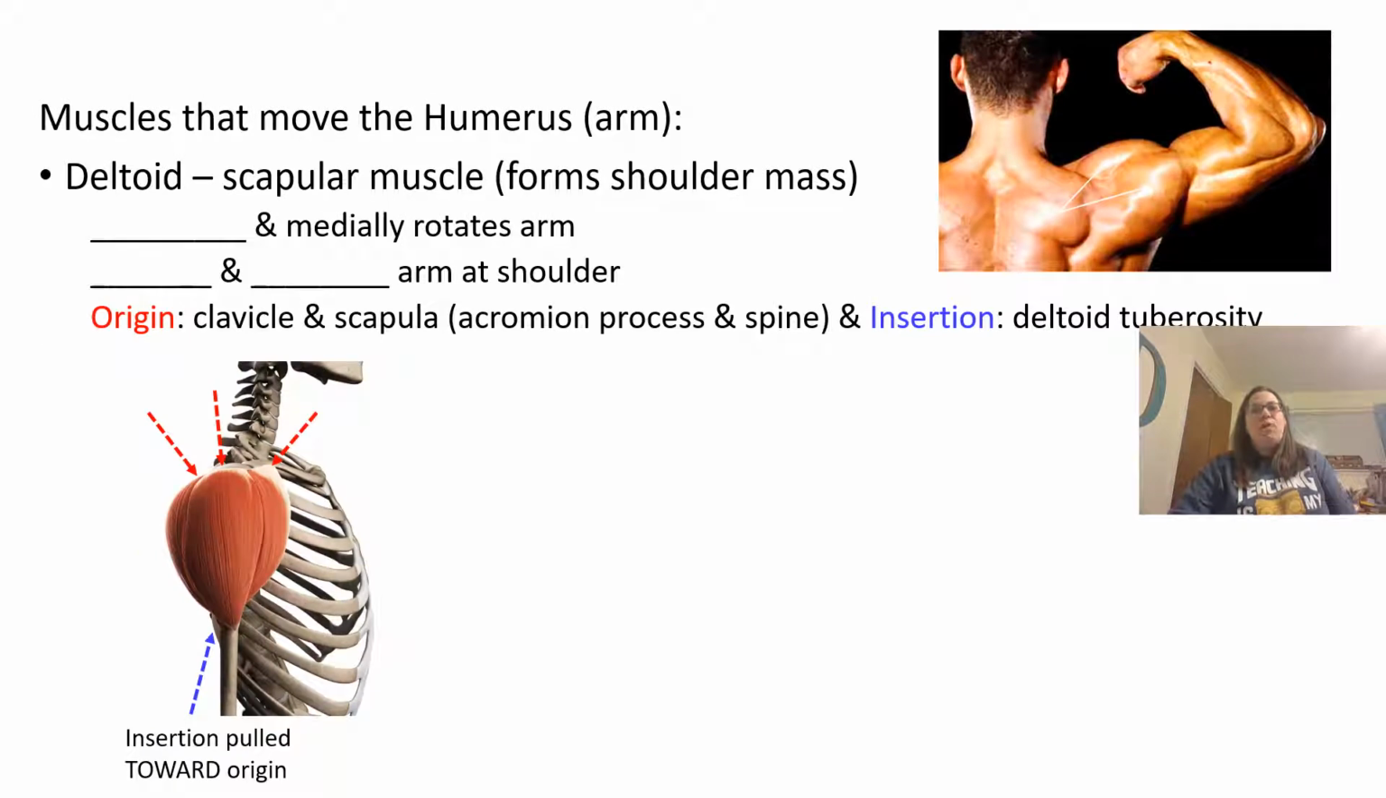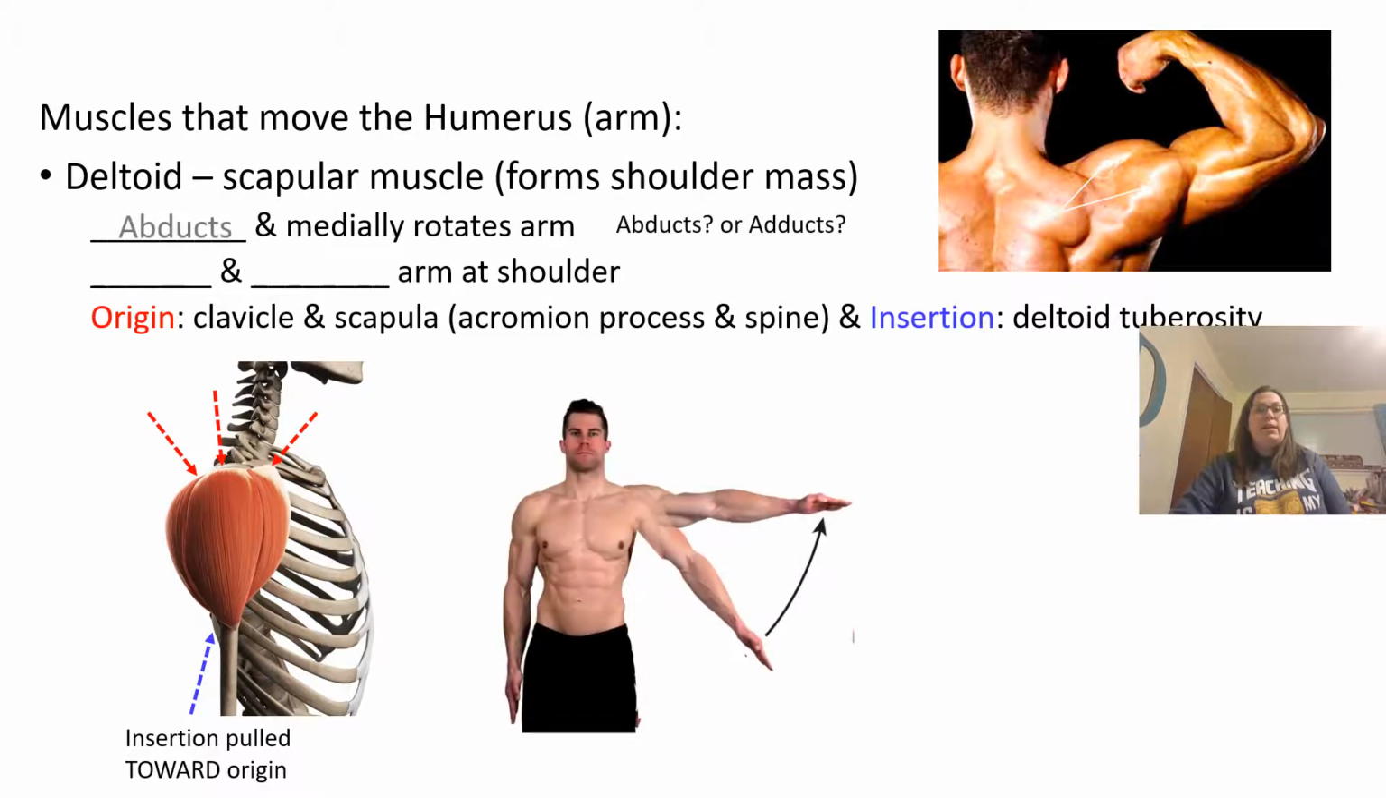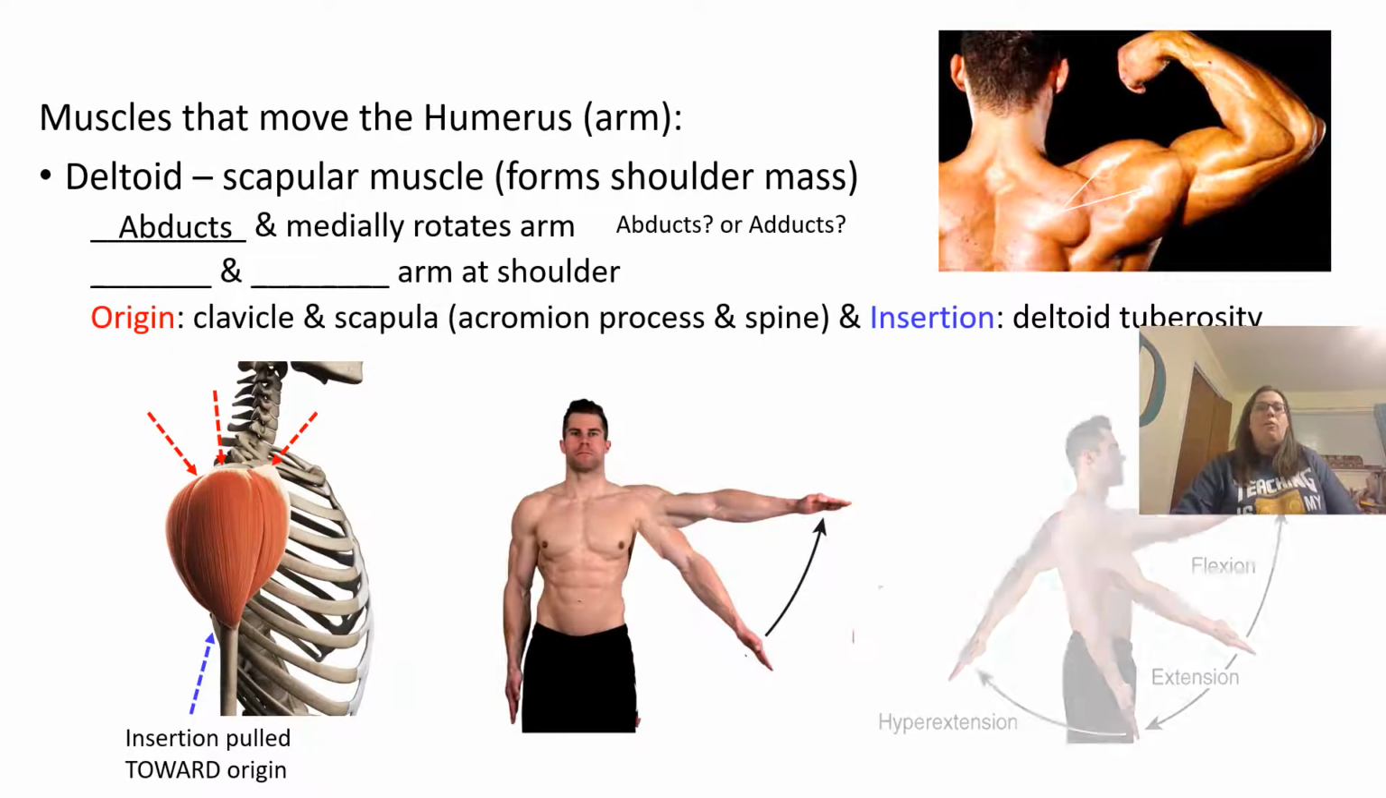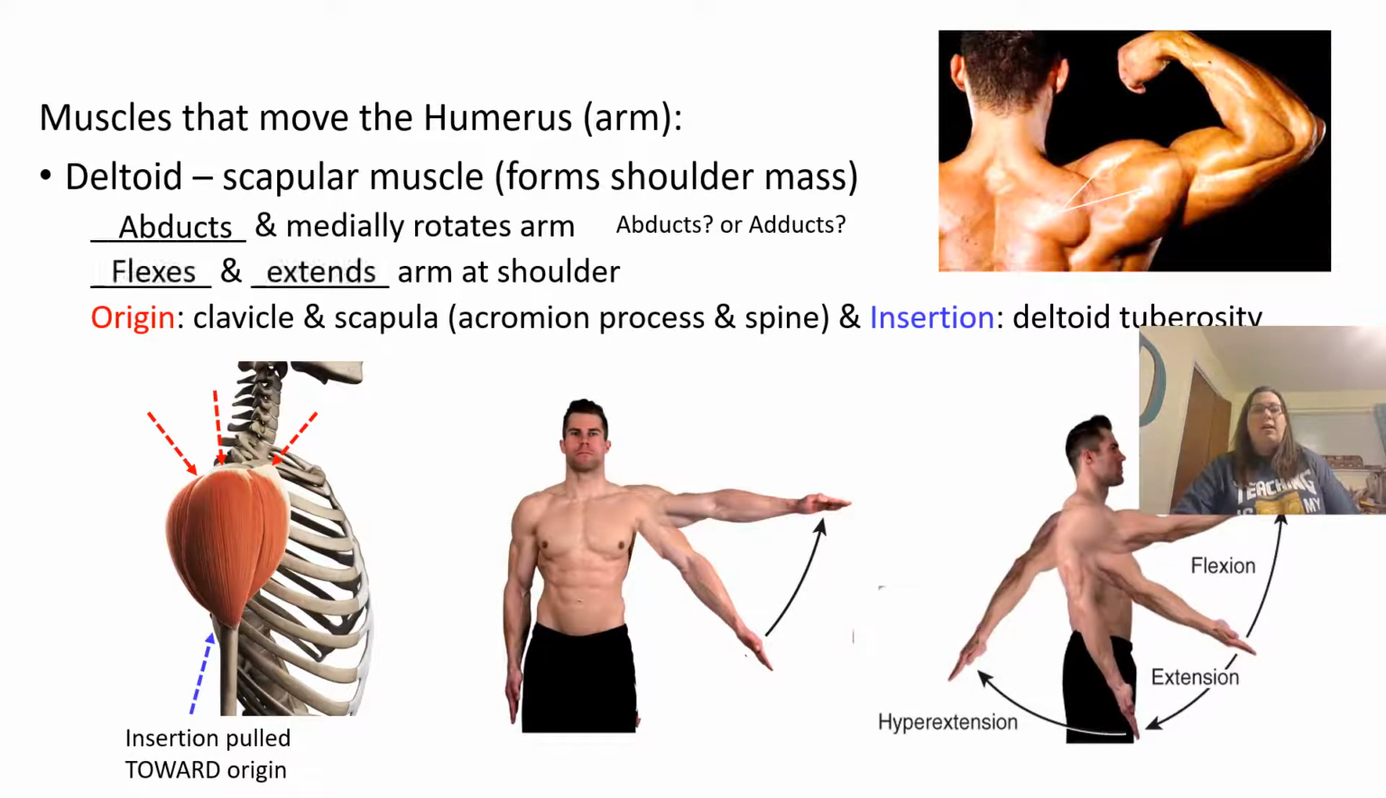The deltoid is going to be a scapular muscle. This helps form your shoulder mass. We see that it's going to help you abduct and medially rotate your arm. All right, so it's going to help you with abduction as well. We see that it is also going to help you flex and extend your arm at the shoulder. All right, so it's going to help you with flexion and extension. So going forward and going back, the deltoid is going to help with this.